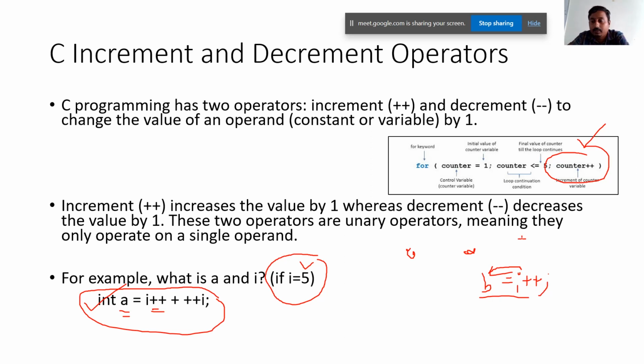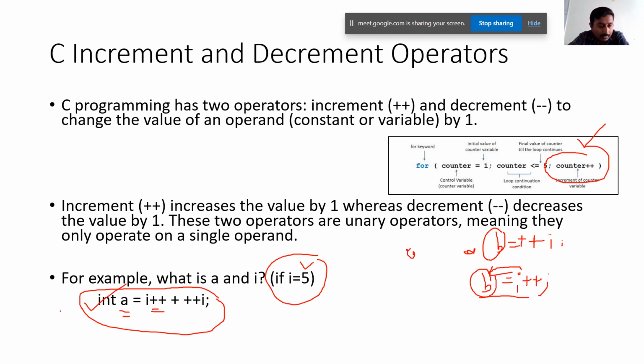What if we have it like this, plus plus I? So we have b equals plus plus I. Now this is pre increment. Pre means what? First, right? So you first increment the value of I, then you assign. The value of I is 5, so first it will be incremented, so I will become 6, and then it will be assigned to b. So in this case the value of b became 6. In the previous case the value of b was 5. So that's the difference.